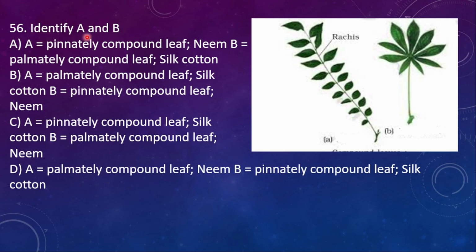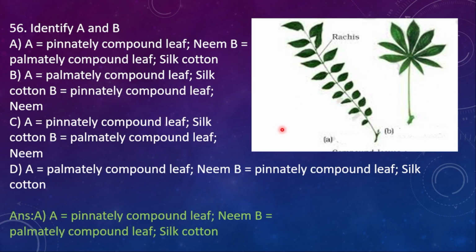56. Identify A and B. This is A and then this one is B. Option A pinnately compound leaf and neem. Option B palmately compound leaf silk cotton. Here this is pinnately compound and it is an example for neem. B palmately compound leaf and the example for silk cotton. A itself is correct. Pinnately in the sense lamina is formed in the form of small leaflets. These are the leaflets and this is the rachis.